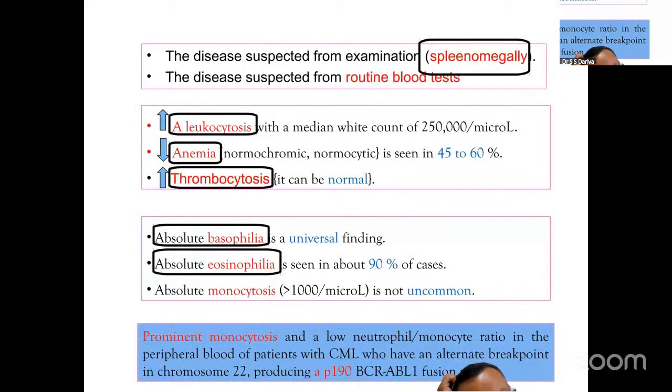So friends, the examination: suspected by splenomegaly, then see the routine blood, increased leukocytosis, anemia, thrombocytosis. Absolute basophilia is a universal finding. So you may not find eosinophilia or something, but basophils will be increased in all CML patients. Absolute monocytosis may be there.